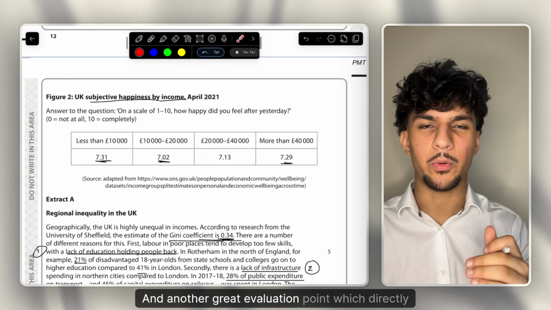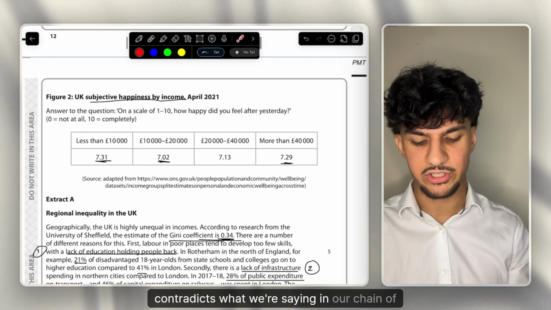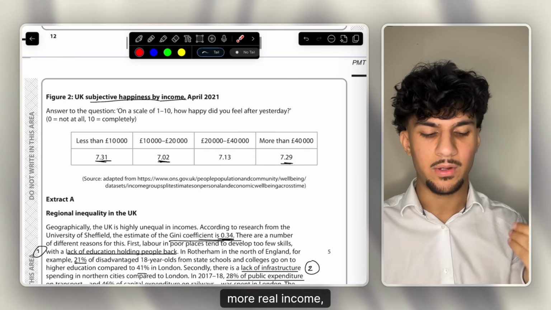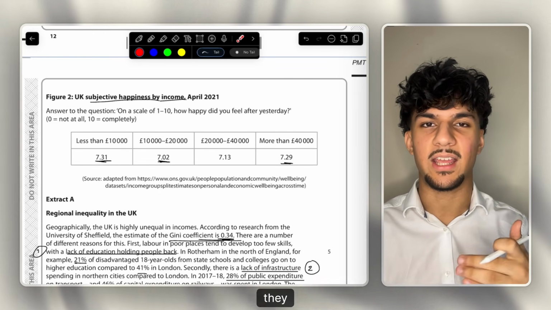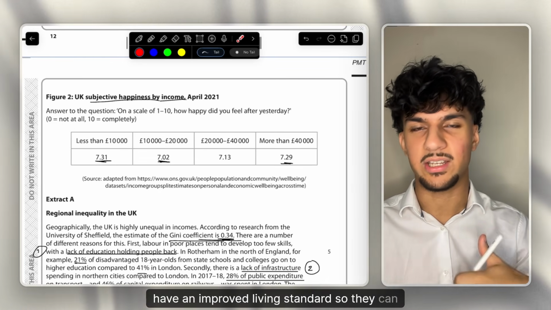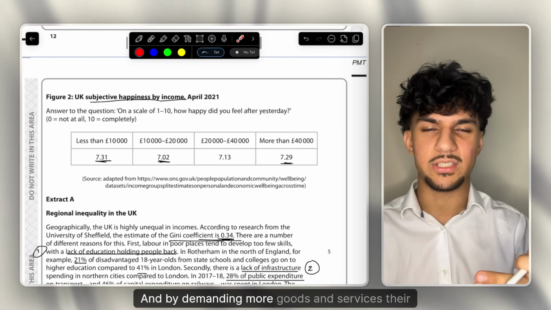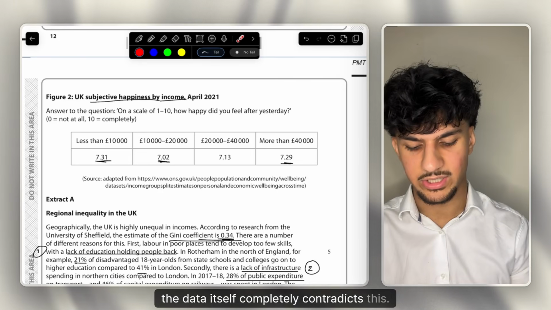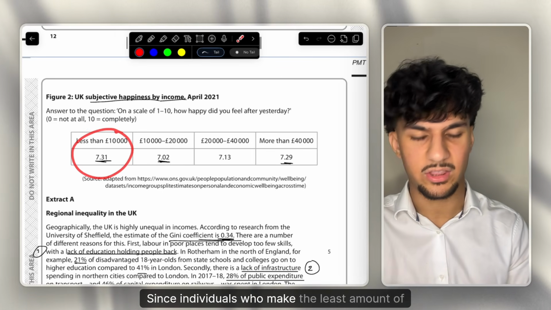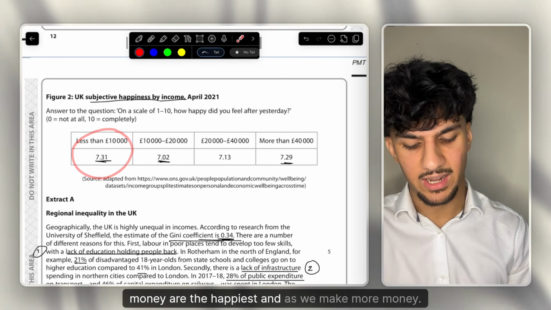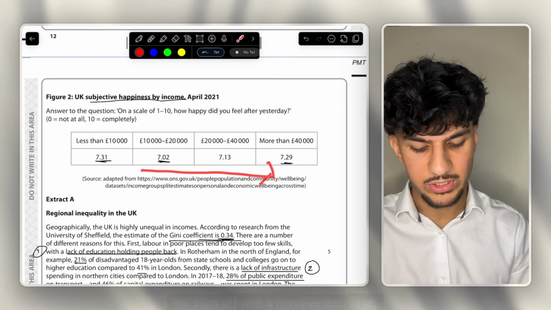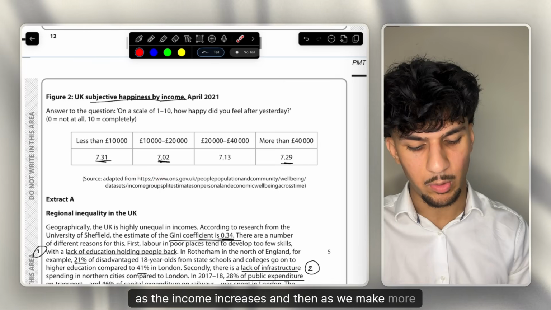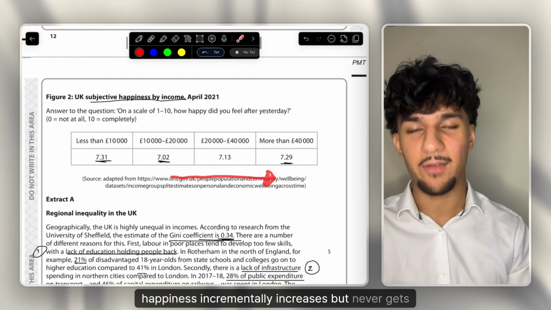And another great evaluation point directly contradicts what we're saying in our chain of analysis. We've said when individuals have more disposable income, more real income, they're going to be happier since they have an improved living standard. So they can demand more goods and services, and by demanding more goods and services, their living standards are going to improve. However, the data itself completely contradicts this. Why? Since individuals who make the least amount of money are the happiest, and as we make more money, we start off with a massive decrease as the income increases, and then as we make more money, happiness incrementally increases, but never gets to the same point.